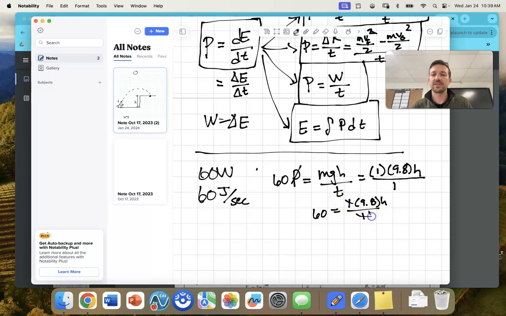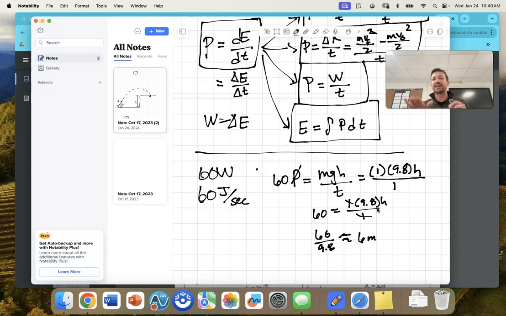Okay, so the ones cancel. I divide by 9.8, so I get 60 divided by 9.8. That's about 60 divided by 10, right? So we're looking at about 6 meters, approximately 6 meters. So for 60 watts, for a light bulb to work, I would need to lift this thing 6 meters. That's about double my height, every second. That's what a light bulb is doing. It's using about that much energy every second.